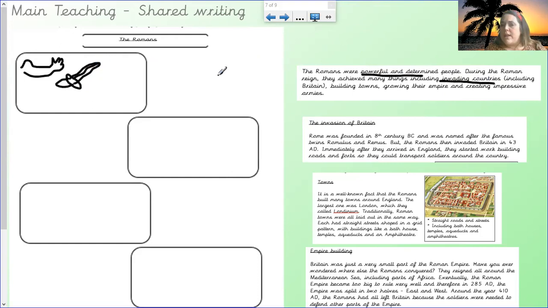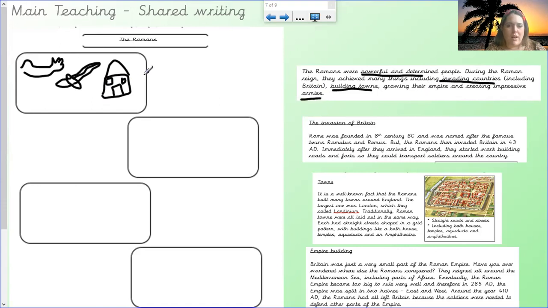Okay, the next thing, building towns. I'm going to draw a house. Not really necessarily what a Roman house would look like, but it's enough to jog my memory because I'm not spending ages on my drawings today. Growing their empire and creating impressive armies.